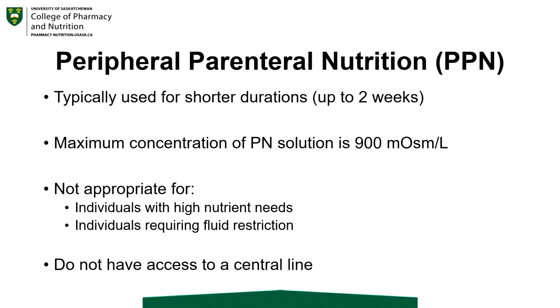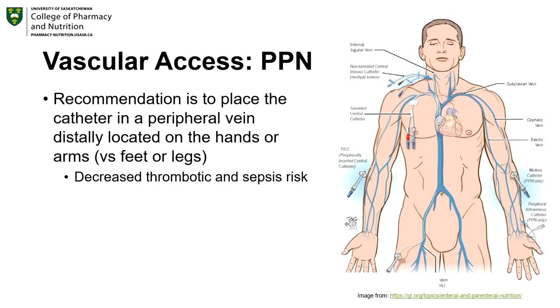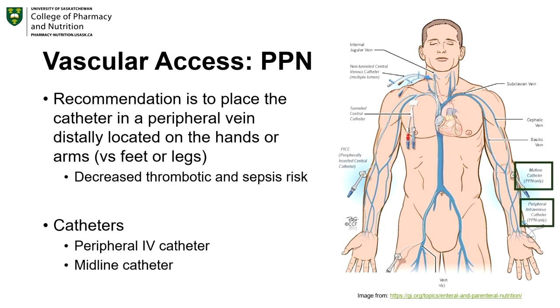It is generally used short-term and is ideal for individuals with lower nutrient requirements or those who do not have central vein access for central PN, which we will discuss shortly. For the delivery of PPN, it is recommended that peripheral veins in the arms or hands be catheterized, as placing a catheter in these locations is associated with decreased risk of developing thrombosis or sepsis. Peripheral IV or midline catheters, as shown here in the green boxes, are preferred for PPN.